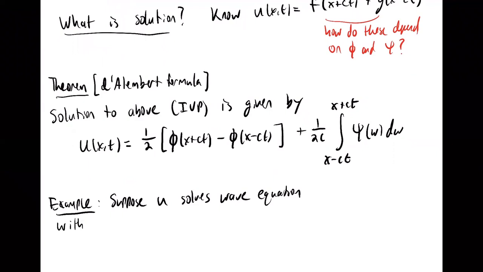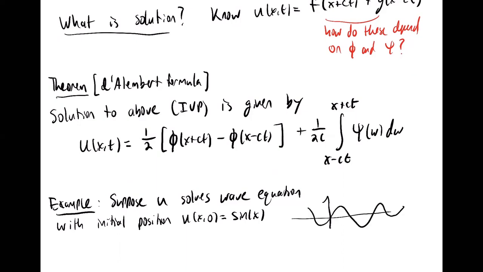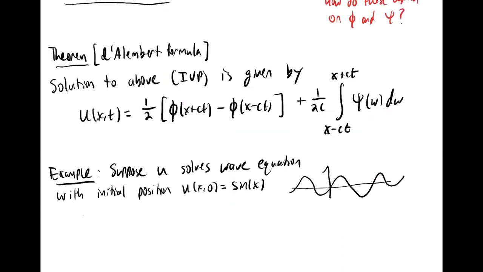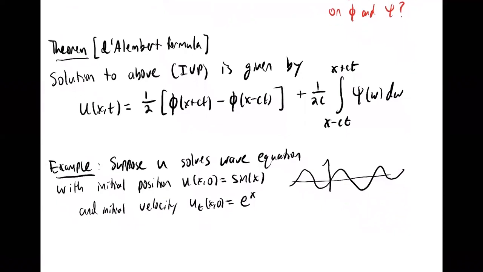So with the initial position, say u of x,0 is equal to maybe sine of x, which is a reasonable initial condition for a wave because the sine looks something like this, right? And suppose the initial velocity, given by the time derivative at 0, is equal to, let's say, e to the x. Well, given these two initial conditions, I can use the theorem to find the solution, right?